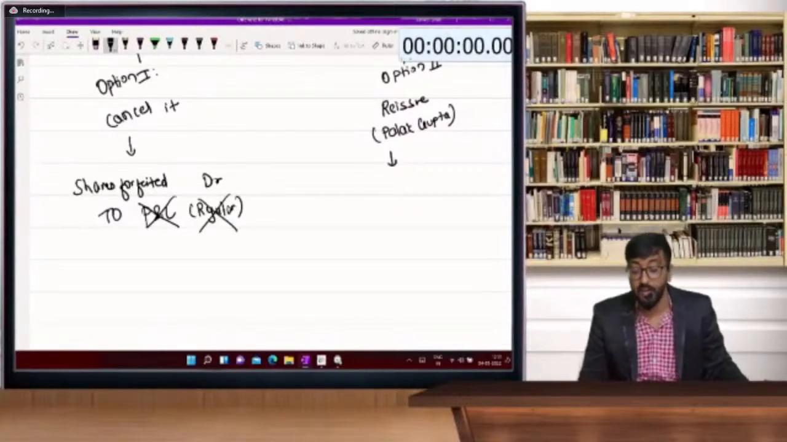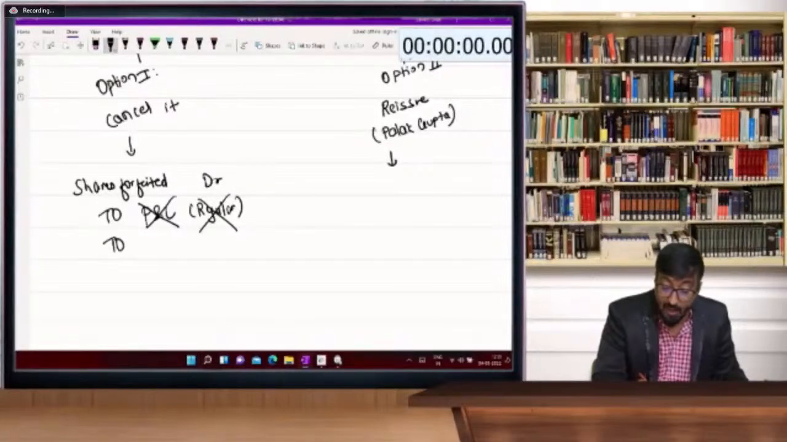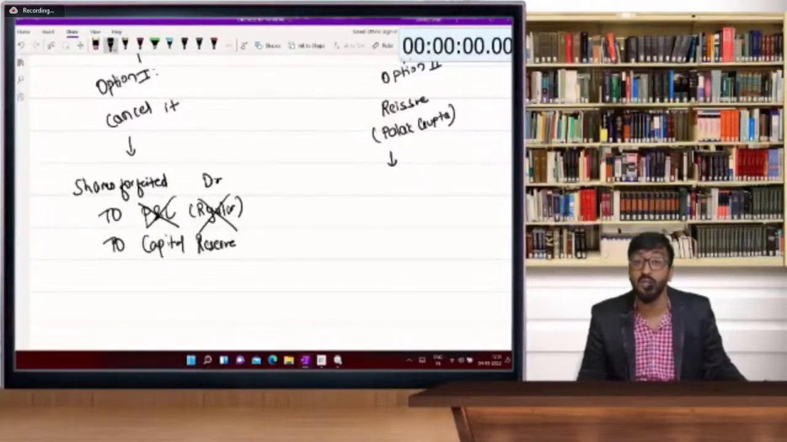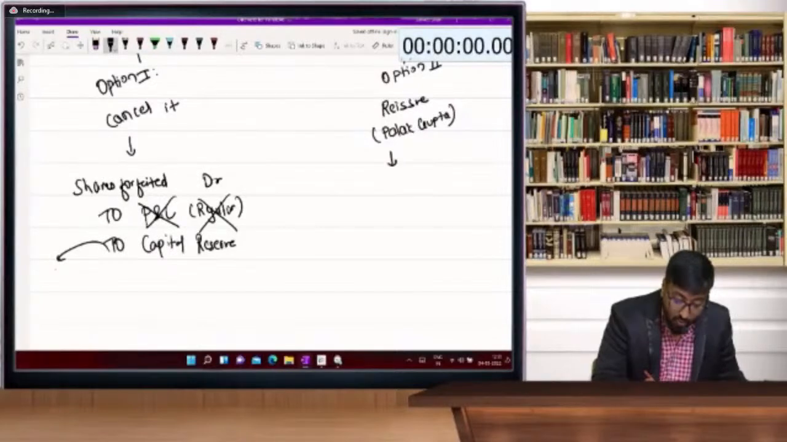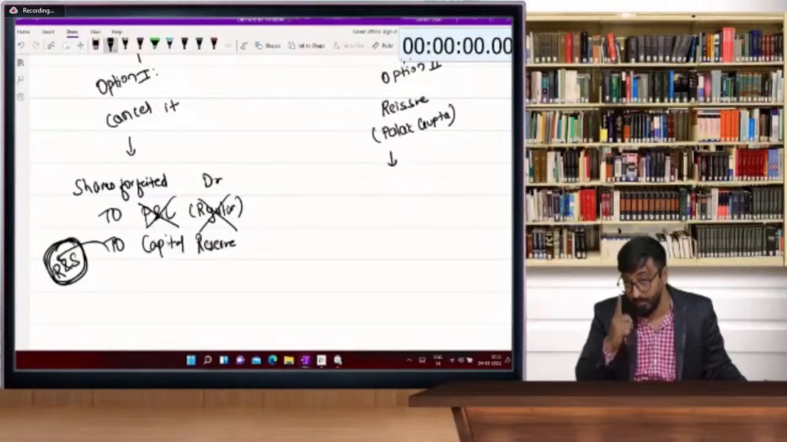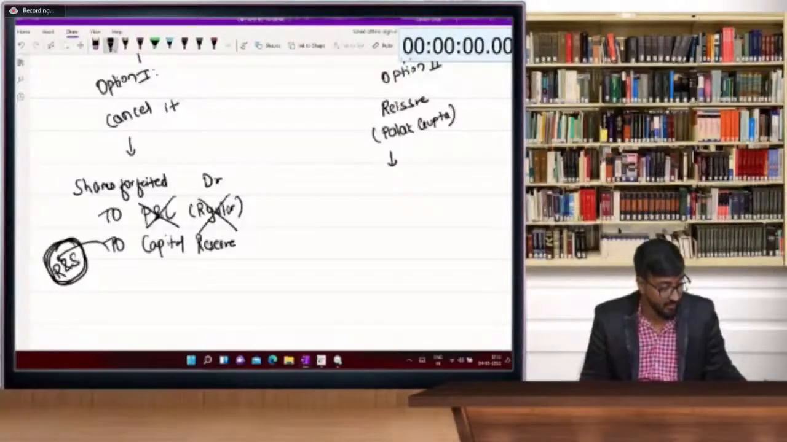Therefore, it is not routed through P&L, but this is my capital reserve profit because it is not my day-to-day profit. I'm not forfeiting my shares every day. And this capital reserve will be shown under the head reserves and surplus. If anyone asks you, sir, this is your profit, why not route it through P&L? You can tell him, this is not my regular profit, and therefore it is shown under the head capital reserve, under reserves and surplus. Remember this.